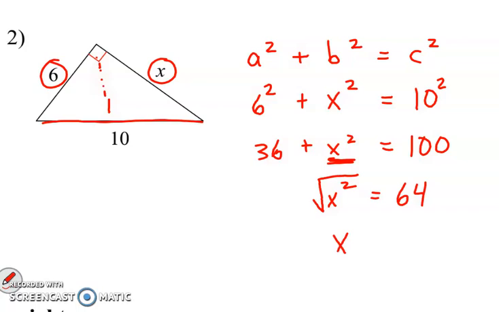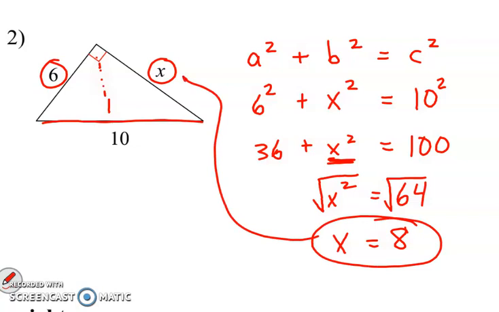The square root of X squared is X. And if I do the square root on one side, I've got to do it on the other as well. And so here we've got X equals 8. Technically, algebraically, it's plus or minus 8. But again, we're dealing with a distance, so that's got to be a positive 8 there.